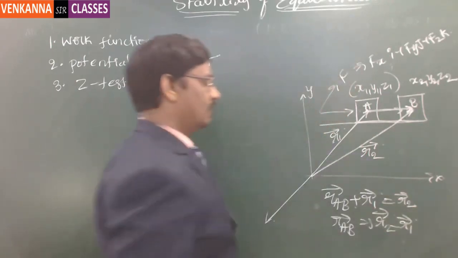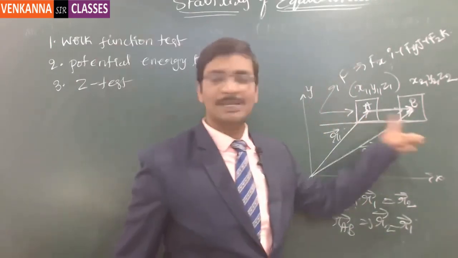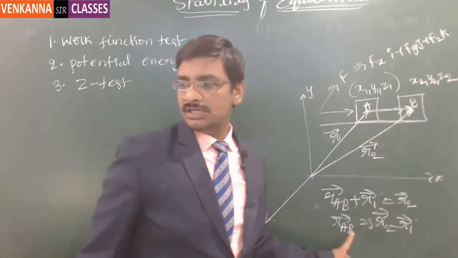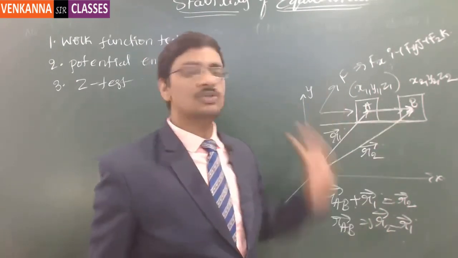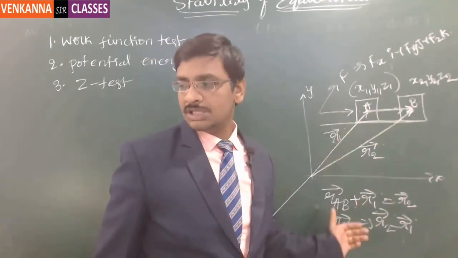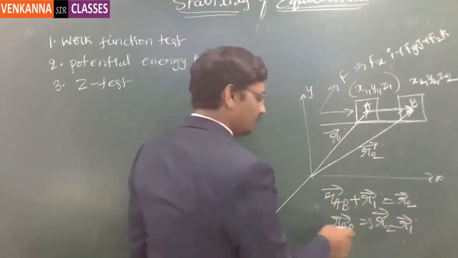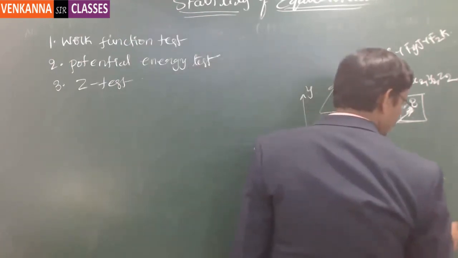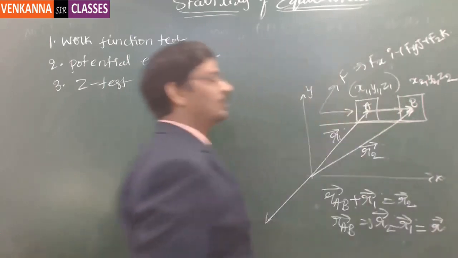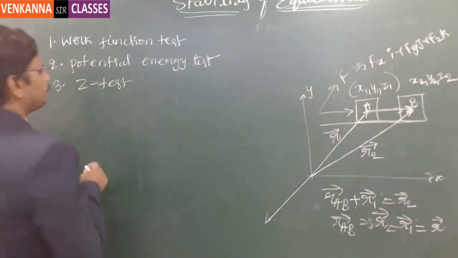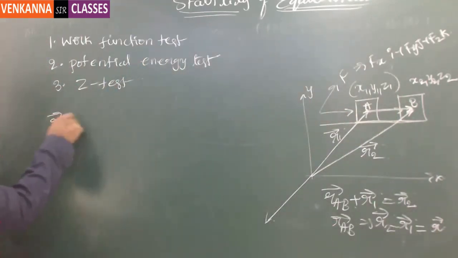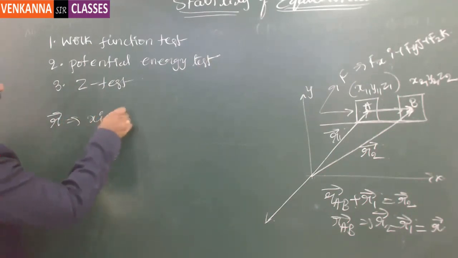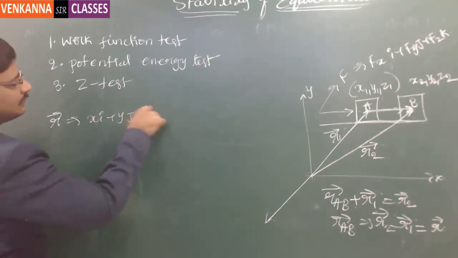So R2 minus R1 is nothing but the displacement vector. So this is the displacement vector and this is the force vector. Now this displacement vector R_AB, for simplicity I call this the vector R. So R can be treated as xi plus yj plus zk, like this.